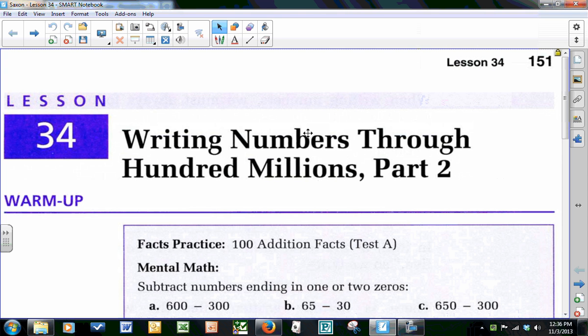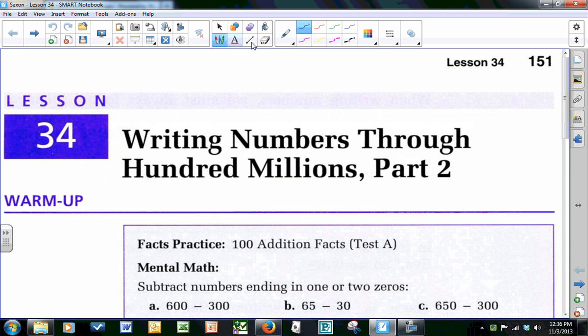Welcome to Lesson 34, Writing Numbers Through Hundred Millions, Part 2. Yesterday, we learned about how to write hundred millions in word form. Today, we're going to focus on digit form.